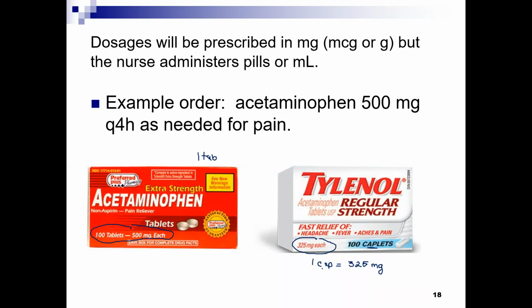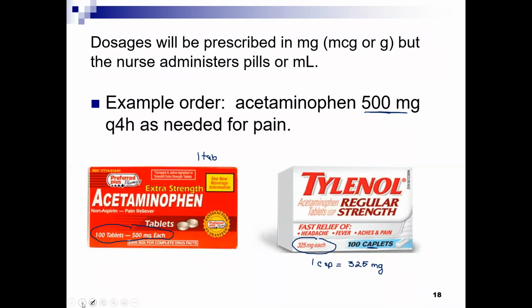And so that is why the original order is in milligrams, so that we're giving them the correct amount of medication. If they had just said, give them 1 Tylenol, there would be a variety of amounts of medication that the patient might receive based on whether that 1 Tylenol was this generic acetaminophen with 500 or whether it was the brand name with 325 milligrams. And so to get the right amount, we order the med by the amount.